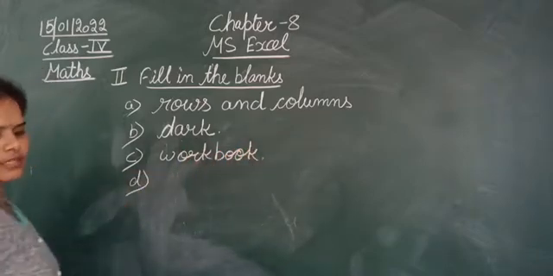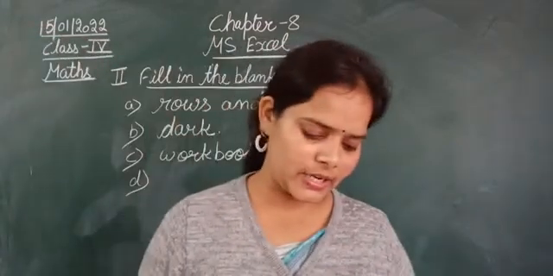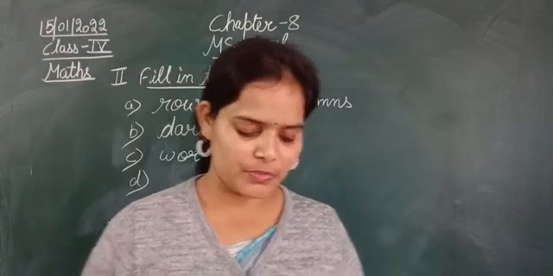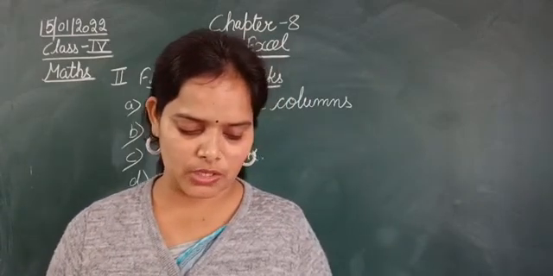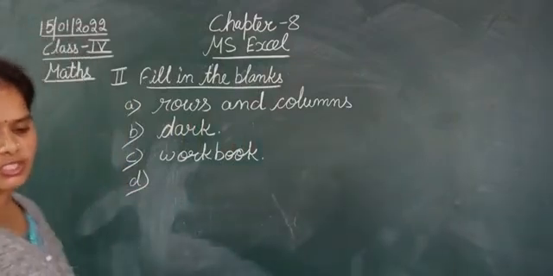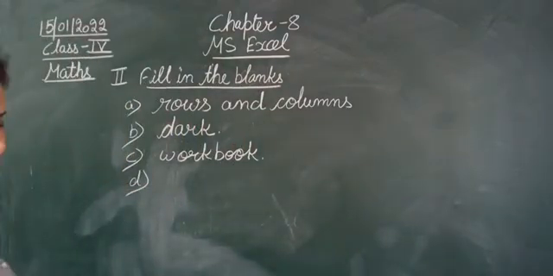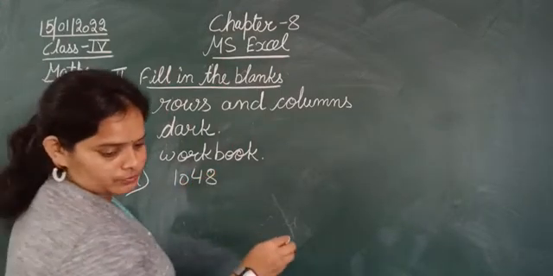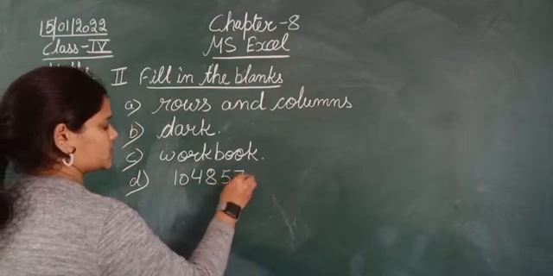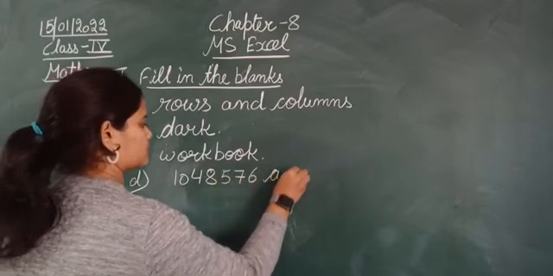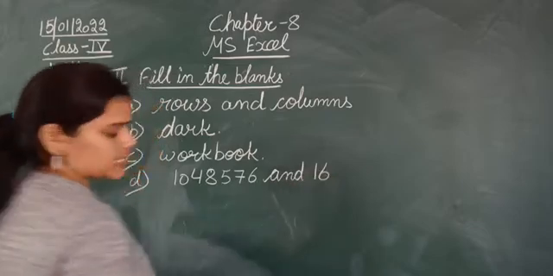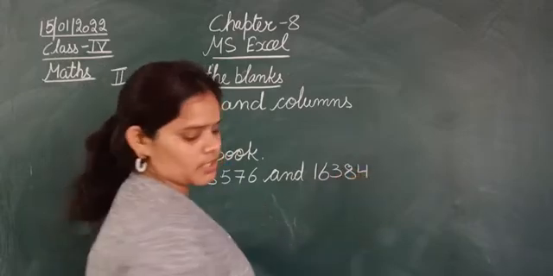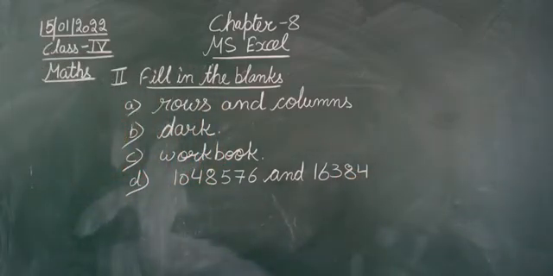Moving next to the D1. There are dash and dash columns in a single worksheet. There are 10,48,576 rows and 16,384 columns in a worksheet. That is, there are 10,48,576 rows and 16,384 columns in a single worksheet.